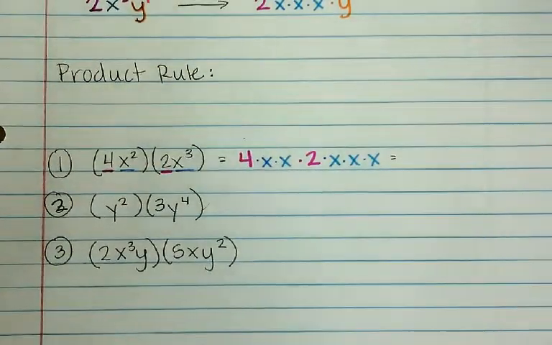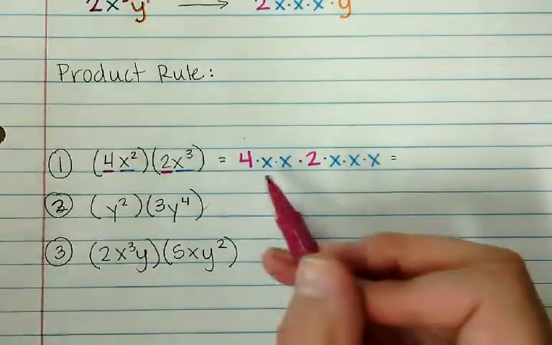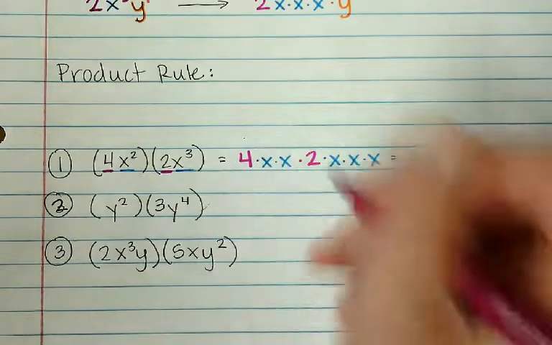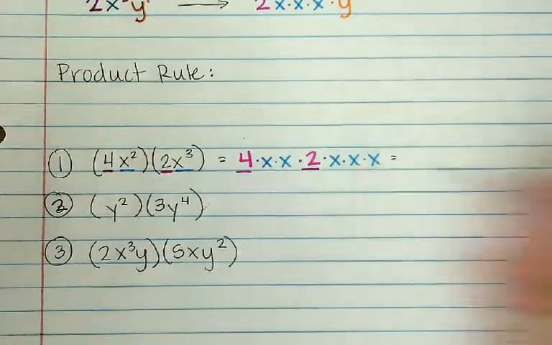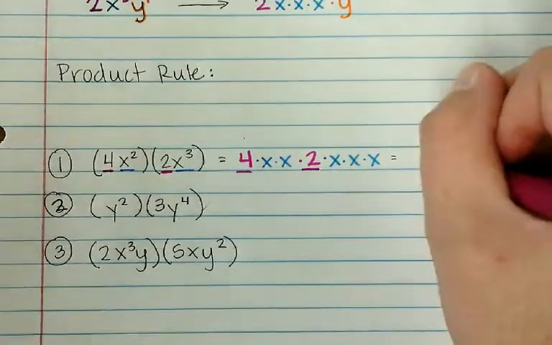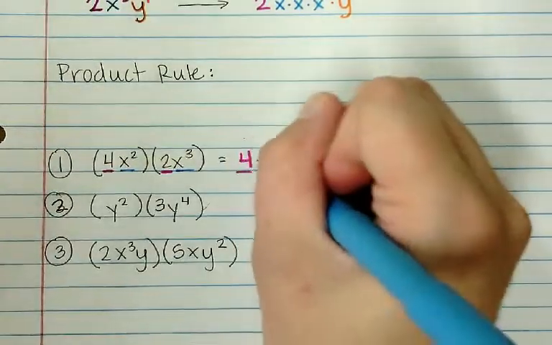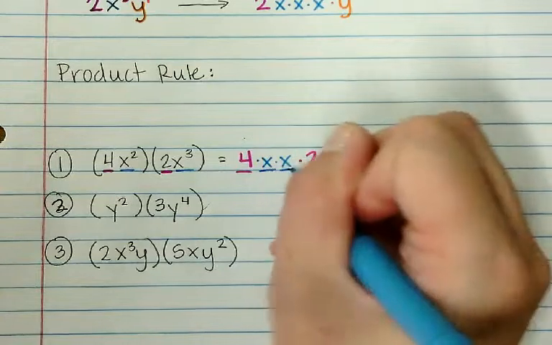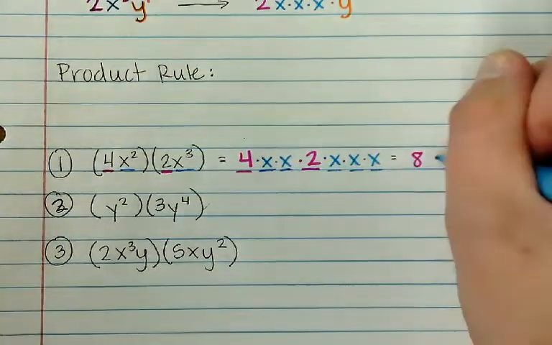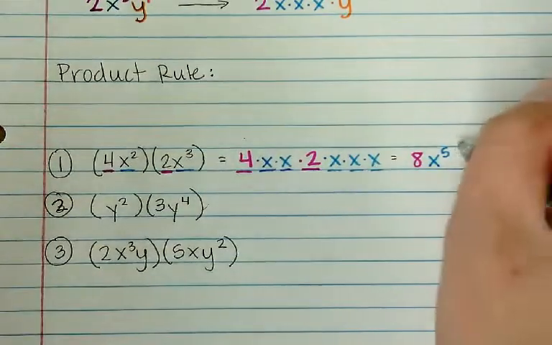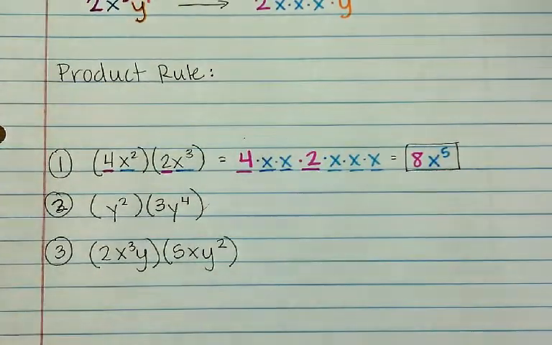Awesome. So now, guys, if I wanted to simplify this, so I just expanded my two terms. Well, guys, what is 4 times 2? 8. And then how many x's do I actually have? 1, 2, 3, 4, 5. So this is actually 8x to the 5th. Are you guys comfortable with that? Cool. Okay? So that is what it looks like in expanded form for this first one.